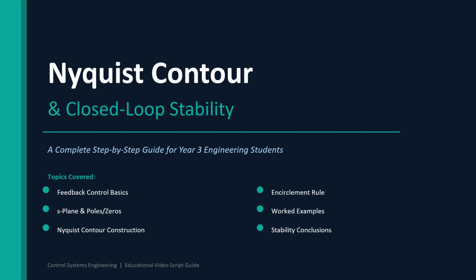First, we will understand feedback systems. Then we'll learn about the S-plane, poles and zeros. After that, we will learn what the Nyquist contour is and how to draw it. Finally, we will use the Nyquist rule to check stability. So let's start step by step.